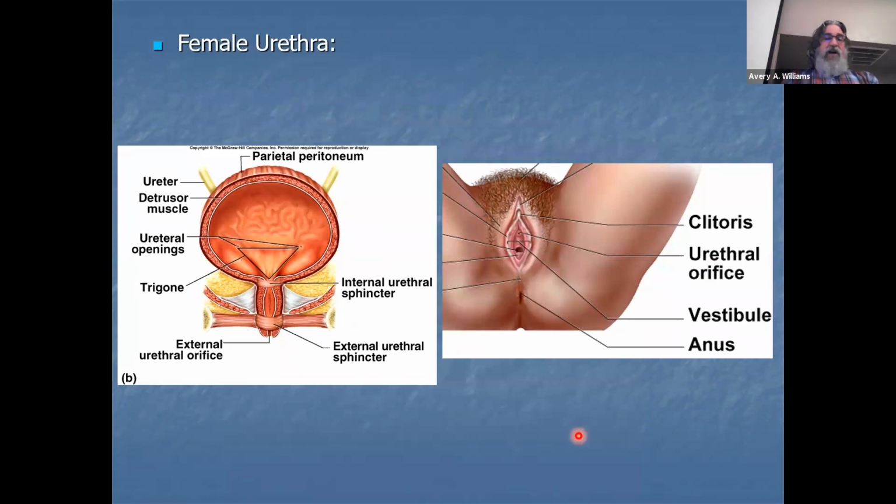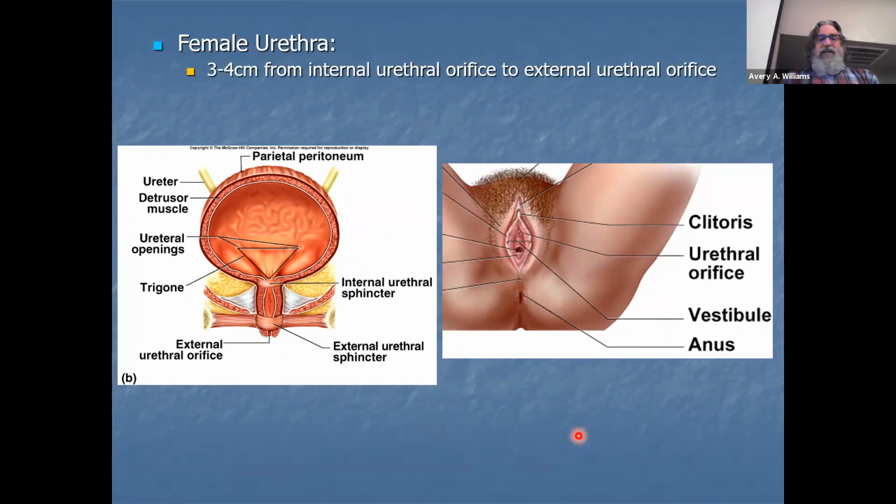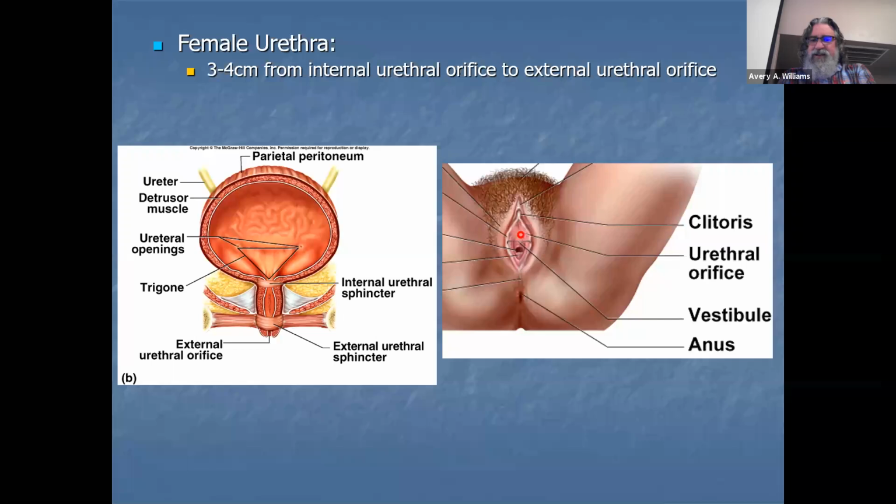The female urethra, obviously there's differences. See the little female urethra here to here, 3 to 4 centimeters in length from the internal urethral orifice out here to the external urethral orifice. Here it kind of shows you, well, where is that opening? Well, that's opening right here. See my red dot? Right there. That is the external urethral orifice.